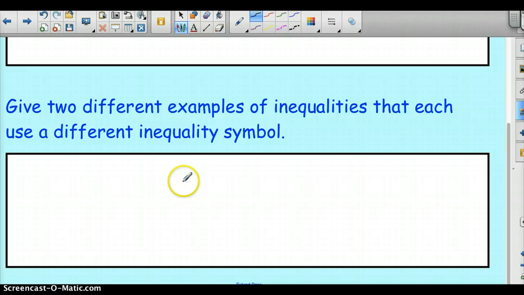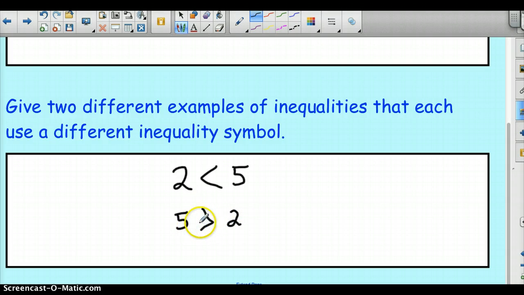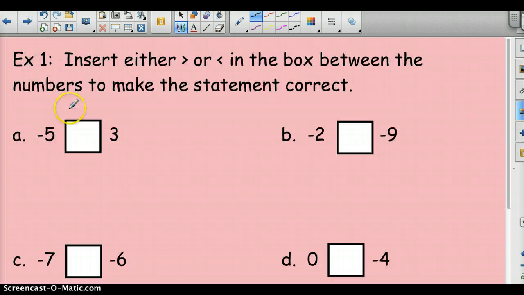Now, two different examples of inequalities that use a different symbol. It's a little weird, but let's just take two common numbers like 2 and 5. I hope you will agree with me that 2 is less than 5. That's the less than symbol. Notice how it makes an L if you tilt it sideways. And if I also talked about 5 and 2 and rearranged them, I hope you would agree that 5 is greater than 2. Notice these are two different inequalities which are comparing the same two numbers, and that's the idea there.